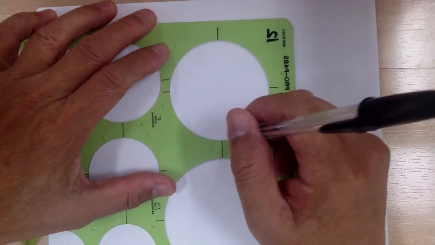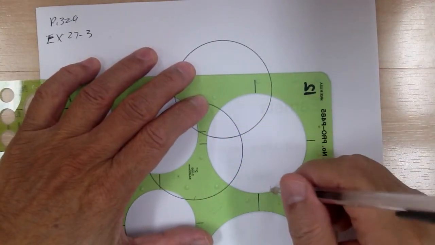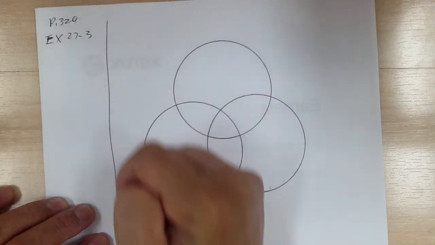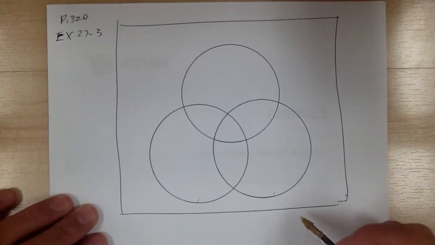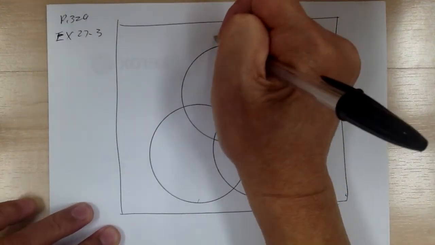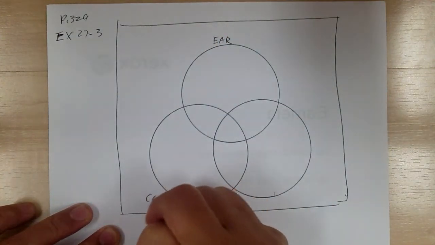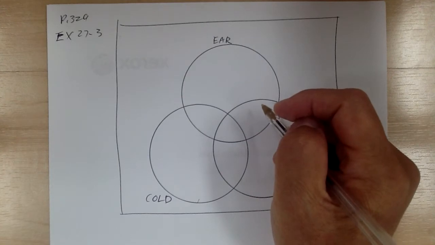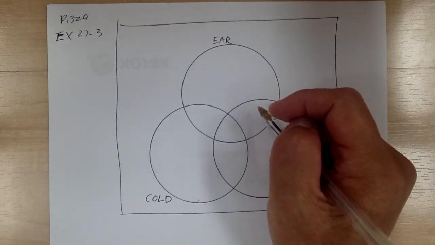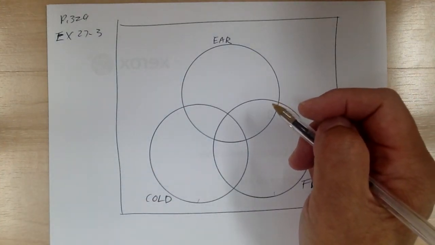So let's go and draw three circles, because there are three items. You're going to have three interlocking circles, and here's your universal set. So here is the earache, and here's the cold, and here's the flu. Normally, when you're doing the information, it's easier if you get this spot first, the one with all three, and you work backward. So again, I'm going to work backward.